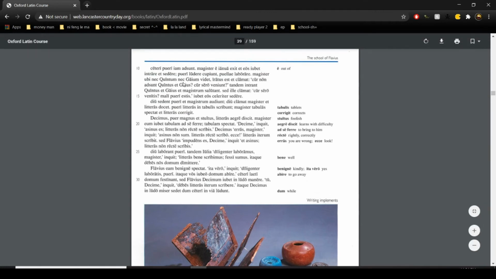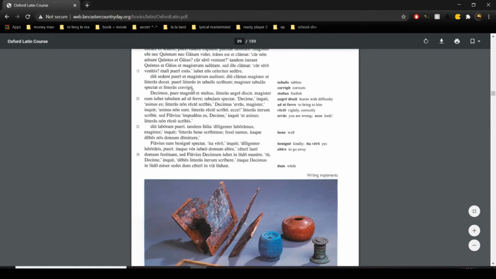Magister, ubi nec Quintum nec Gaium videt, iratus est et clamat: Cur non adsunt Quintus et Gaius? So the teacher, when he sees neither Quintus nor Gaius, is angry and shouts, Why are Quintus and Gaius not here? Cur sero veniunt? Why are they late? Yikes. Tandem intrant Quintus et Gaius et magistrum salutant. So finally, they enter and they greet the teacher.